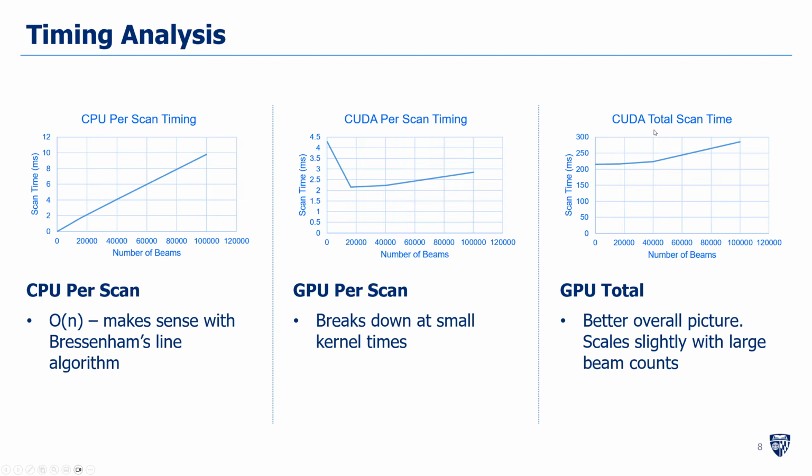And then over here we have our CUDA total scan time. I plotted this one just so you could see this is just an anomaly of the timing libraries I was using. And this is kind of exactly what we expect here. Again, not linear, but not flat either.